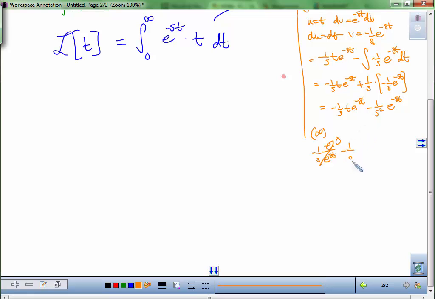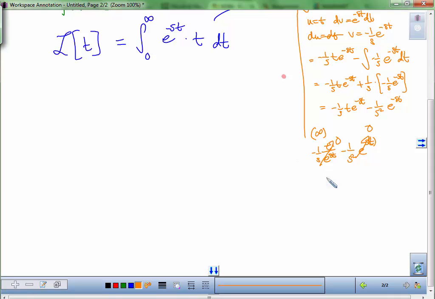Minus 1 over s squared times e to the negative st. And as t goes to infinity, this becomes e to the negative s, e to the negative infinity. What happens to e to the negative infinity? That goes to 0 as well. So the terms, when you put infinity in here, go to 0.